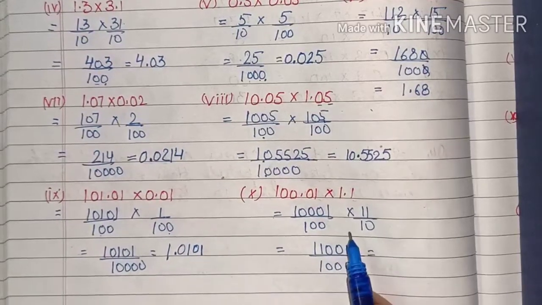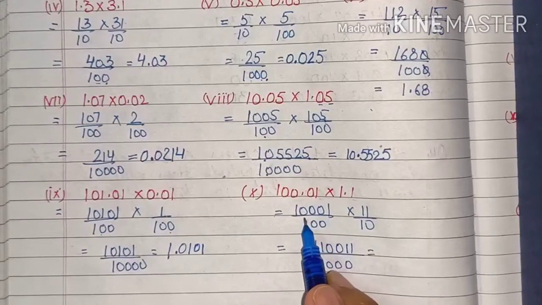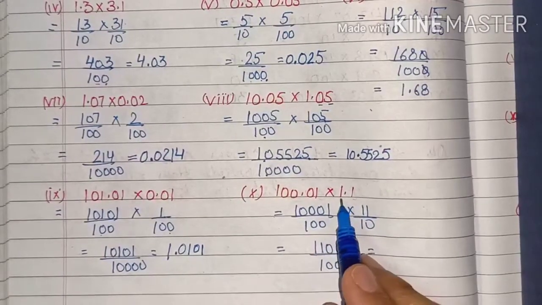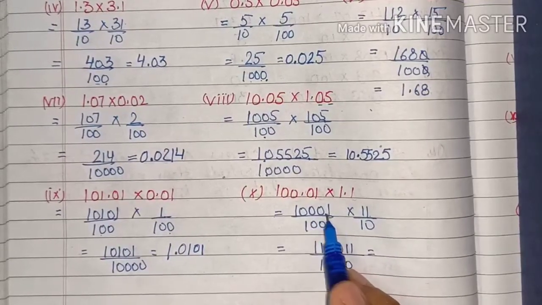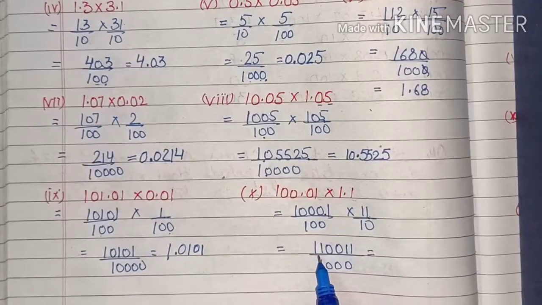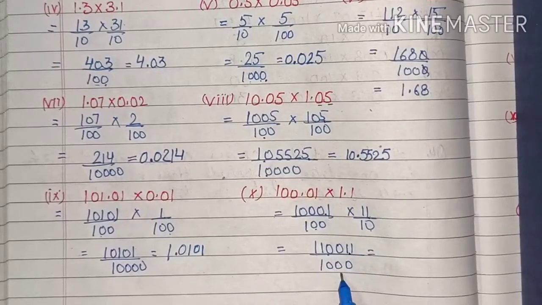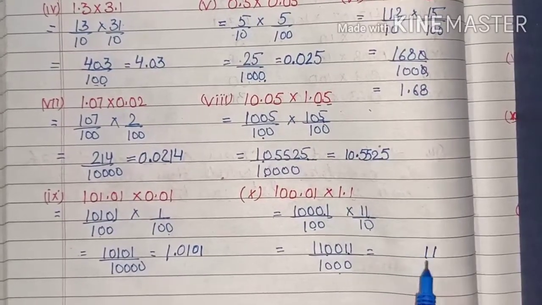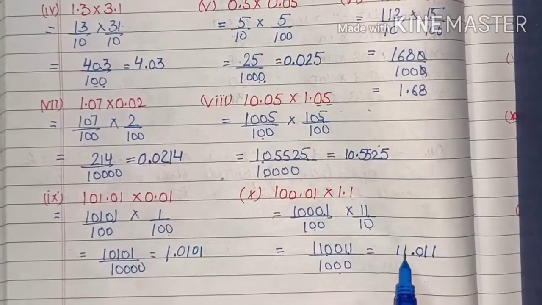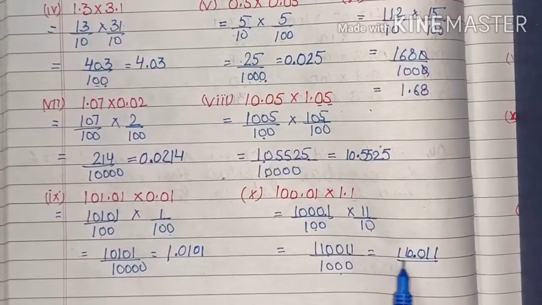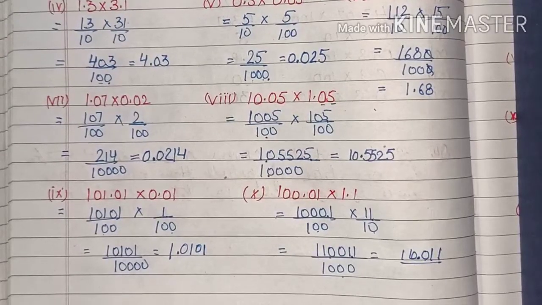1.0101. Now in 10th part we have 100.01. So by removing, we will write 10,001 upon 100. 1.1, it will be 11 upon 10. Now multiply this 10,001 by 11. We will get 110011, and upon 100 into 10, that is 1000. Now leaving 3 digits, we will put decimal. So it's 011. Now we will write 110. So we have the answer 110.011. So this was the solution of question number 5.